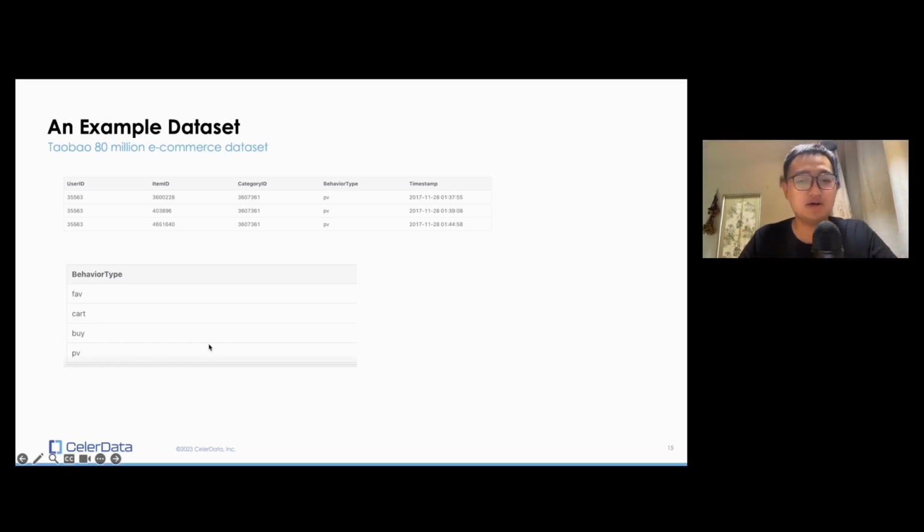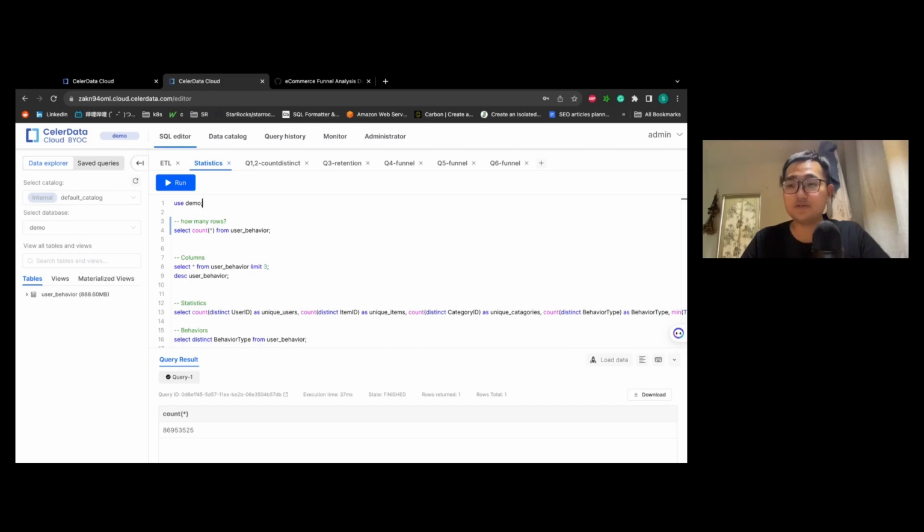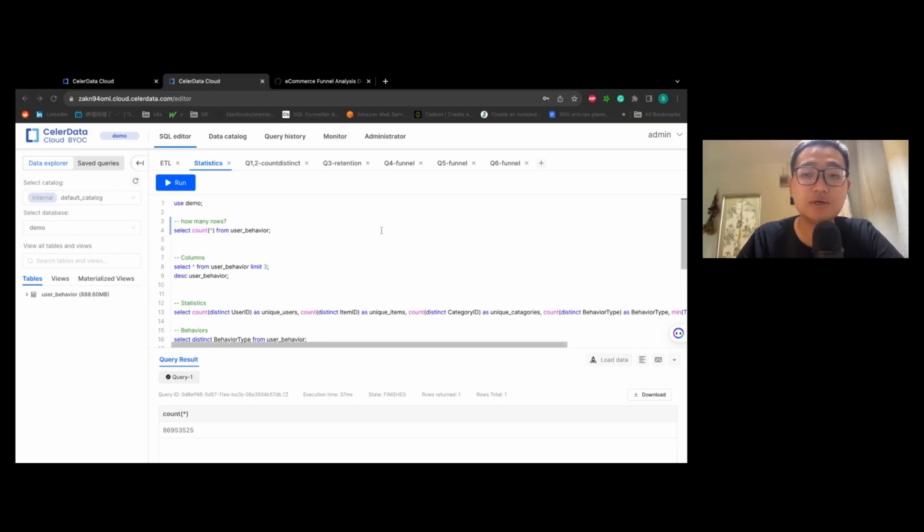Okay, so I'll stop my share and go into CelerData Cloud. Just give me 1 sec. Hope you guys can see my screen. Let me double check. Okay, we're on. So I already loaded all of the data into CelerData Cloud.